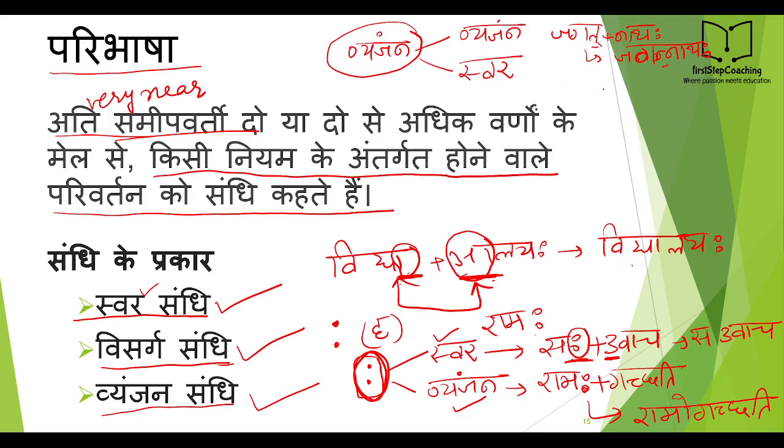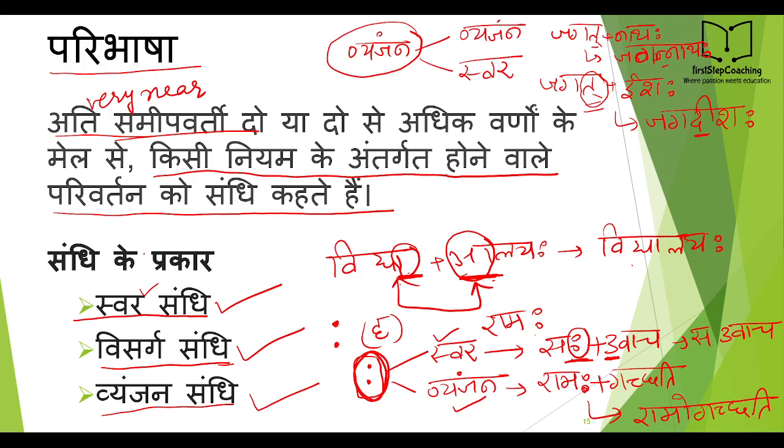Let's take an example of Vyanjan with Swar also. Suppose you have Jagat plus Ishaha. So what is it going to become? It is going to become Jagadishaha. So again, the change has come. This ta has changed to da. Now the change has come in your Vyanjan again. That's why it is called Vyanjan Sandhi.